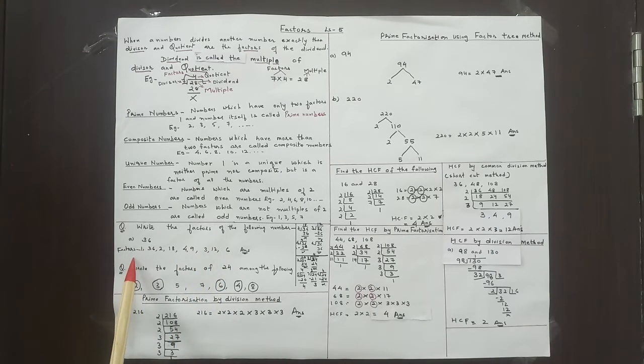Like this we have the factors of 36, that is 1, 36, 2, 18, 4, 9, 3, 12 and 6, and that will be your answer.